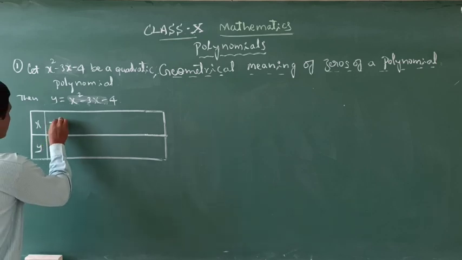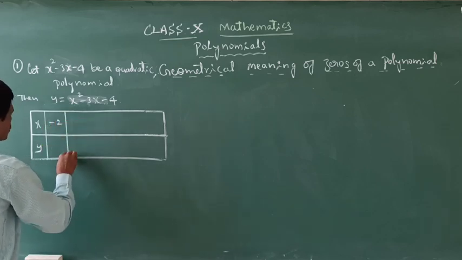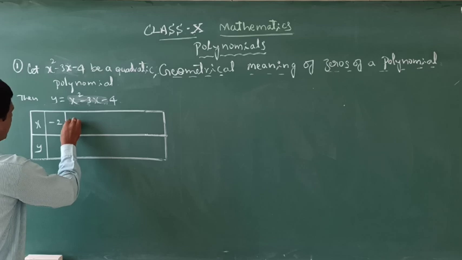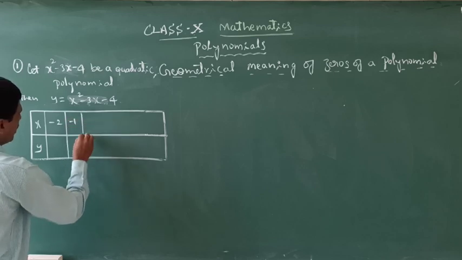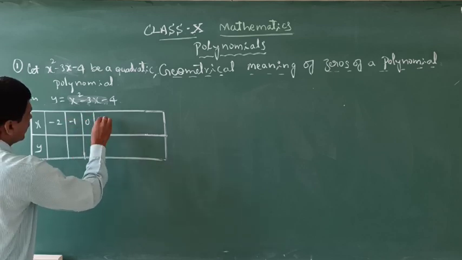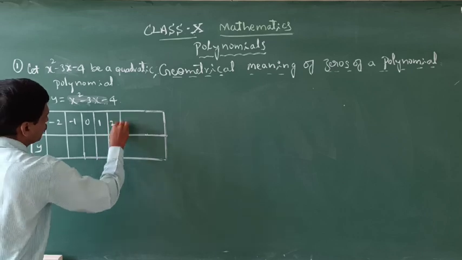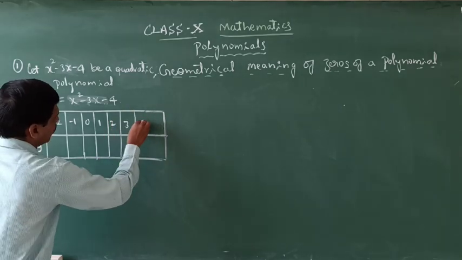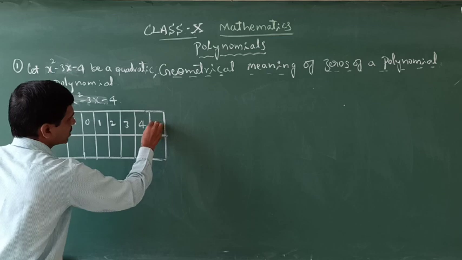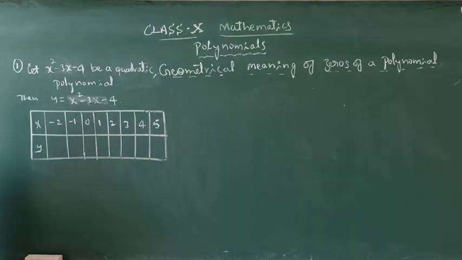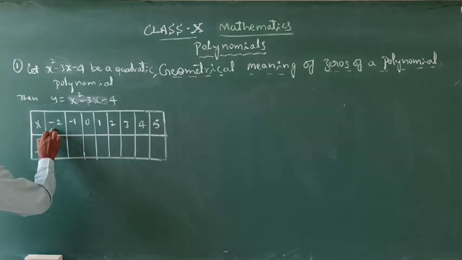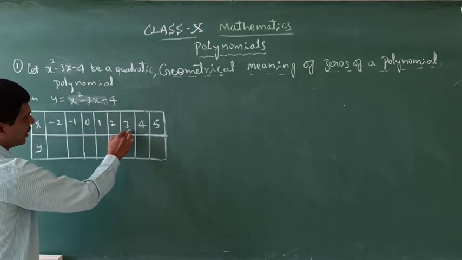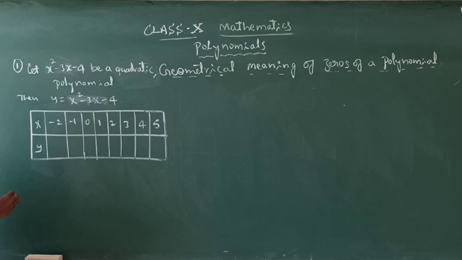Look here, consider the same numbers: minus 2, minus 1, 0, and 1, 2, 3, 4 and lastly 5. As in the last classes, minus 2, minus 1, 0, 1, 2, 3, 4 and 5. So now put these values.